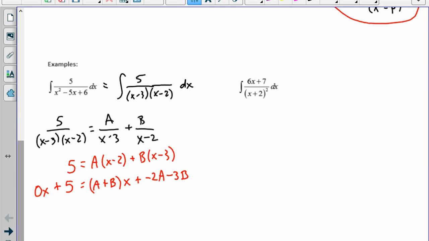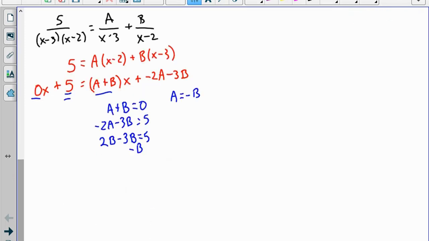So I have a system of equations that I can now solve. So I have A plus B must equal 0. And I have 5 must equal negative 2A minus 3B. So since A plus B equals 0, that means A equals negative B. And now I can make a substitution. So if A equals negative B, that means I have 2B minus 3B equals 5. So negative B equals 5. So B equals negative 5, which means A equals 5.